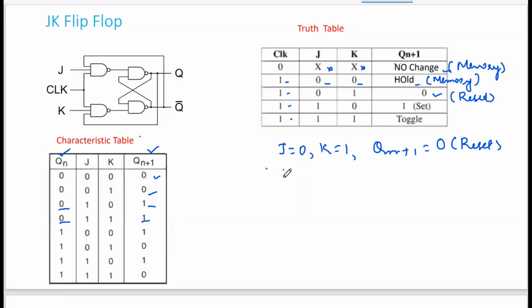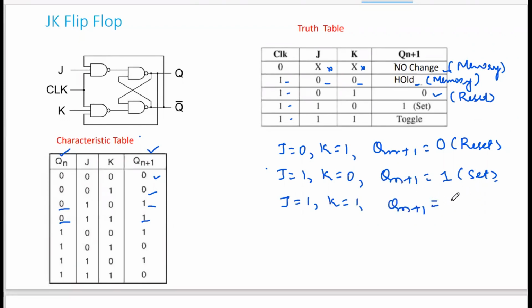The last case is when J is equal to 1, K is equal to 0, then Qn plus 1 is going to make your output 1, that is set. Then J is equal to 1, K is equal to 1, and your output is going to change. So if in the previous state it is 0, then it is going to be 1, and if the previous state is 1, it is going to be 0. So this state is called toggle.